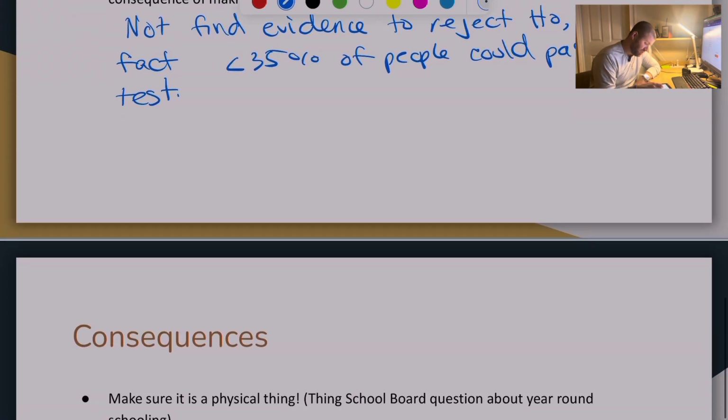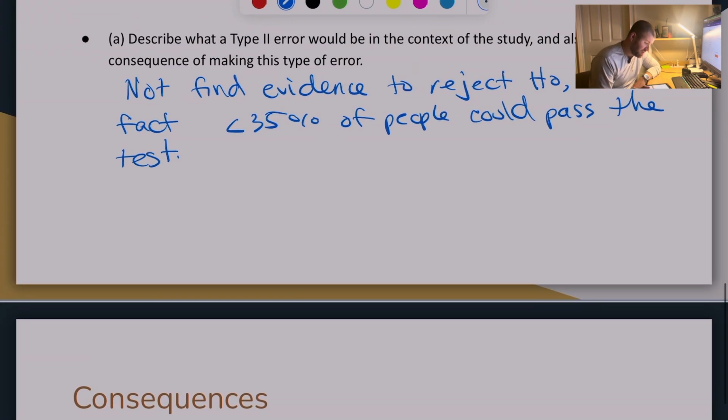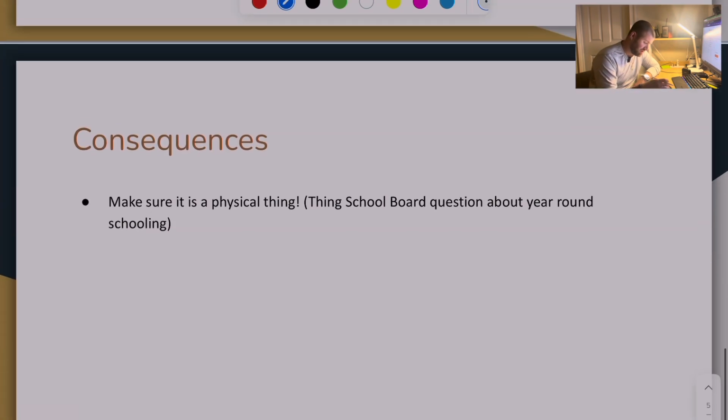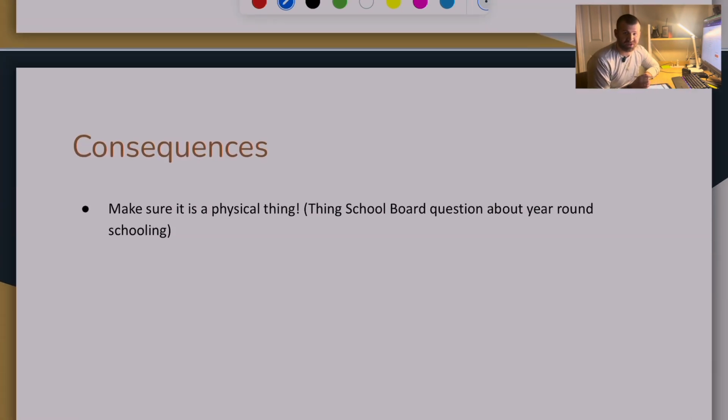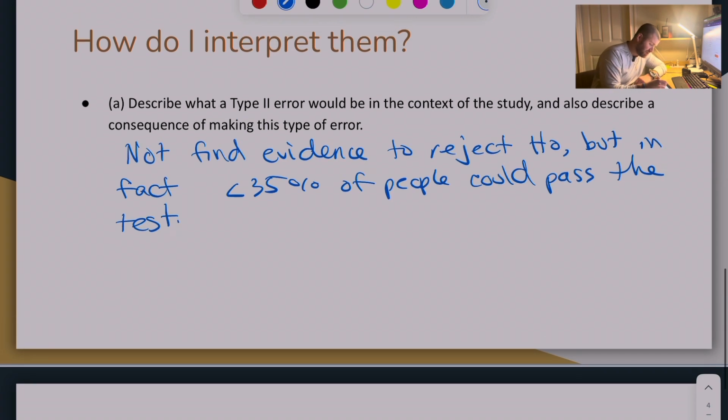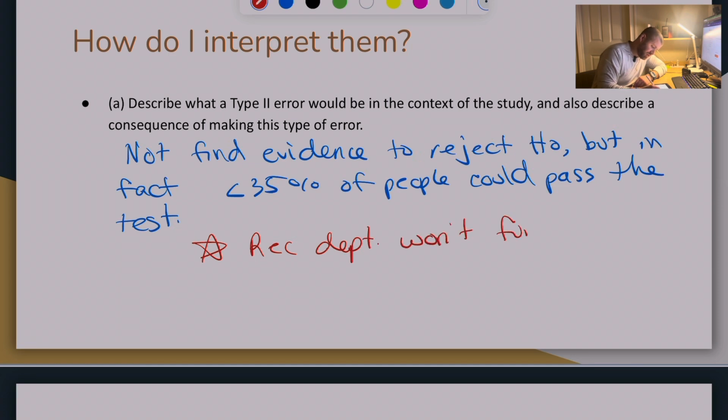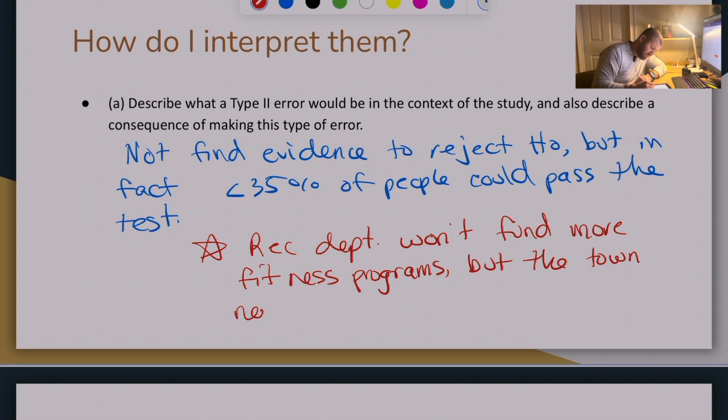Now it says to describe a consequence, and make sure it's a physical thing. That's what this says down here. Make sure that your consequence is a physical thing. So in this case, what's going to happen is that the rec department won't fund more fitness programs, but the town needs them. So this is what I mean when I say a physical thing.